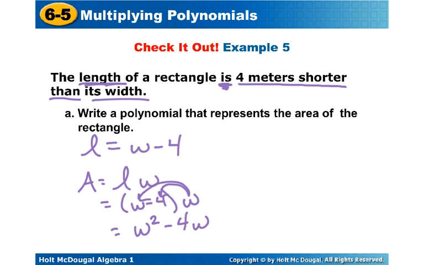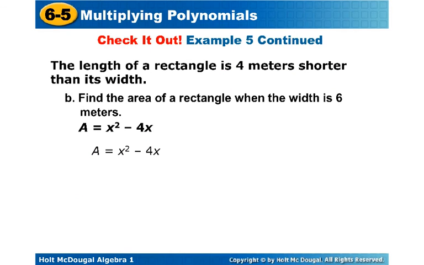Okay, so for this one, they only say the length is 4 meters shorter than the width. So I have length is equal to width minus 4. Now they don't tell you anything about the width, so like how we normally have done it in the past, your width is just going to be the variable w, because we don't know anything else about it. Then you plug it into your area formula of length times width, distribute just the w, and you should get your area polynomial to be w squared minus 4w.